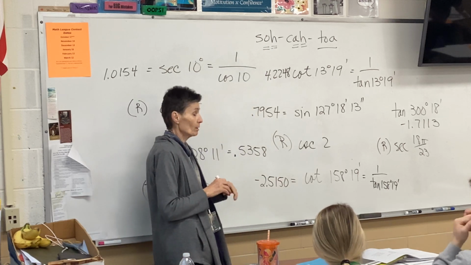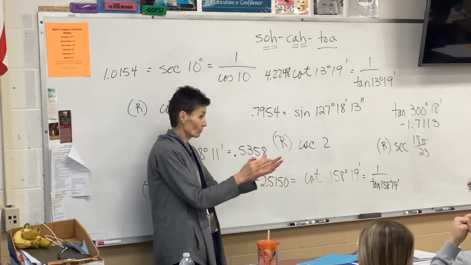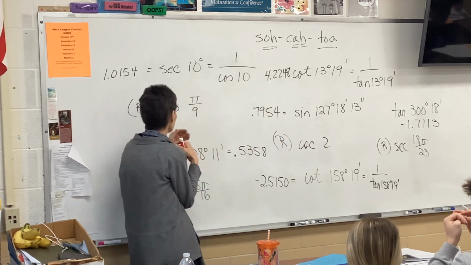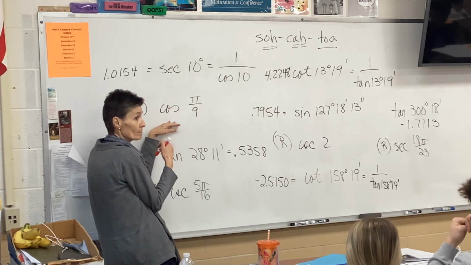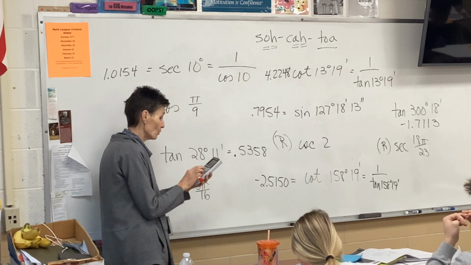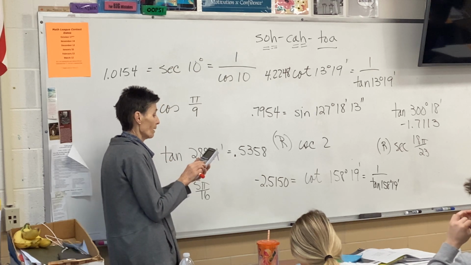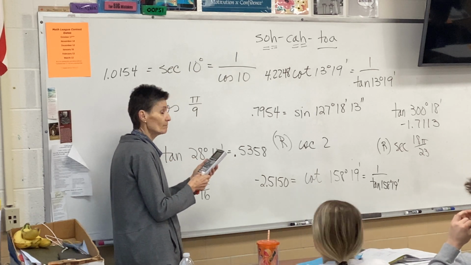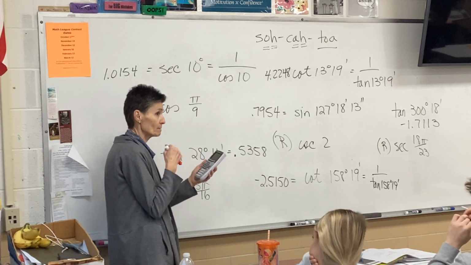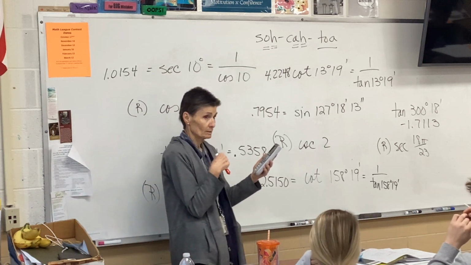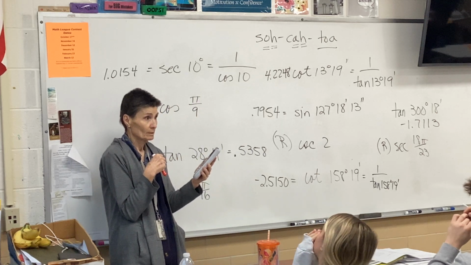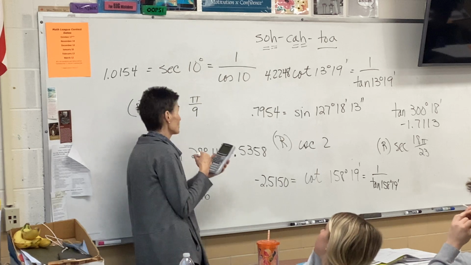Okay? Now, typing in a radian problem is no different. We're going to type the same kind of stuff, but we have to be in radian mode. So going back to this one, cosine pi over 9. I'm going to go to mode. I'm going to go down and highlight radian. Now every angle I put into my calculator will be entered as a radian. Okay? So here we go.